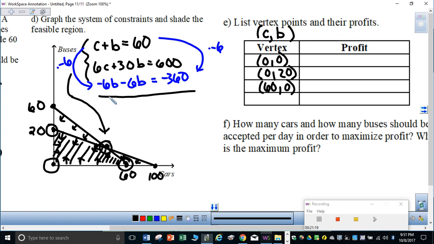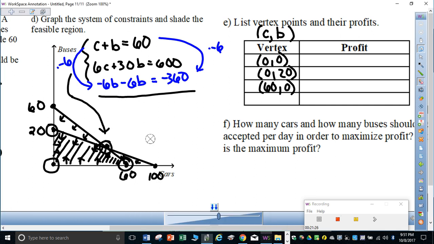All right, adding these together, I wrote a B where a C is supposed to be. Sorry, I'm getting very tired. Okay, this is a C.